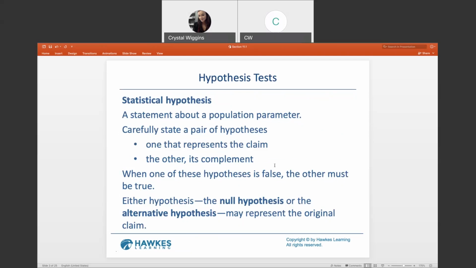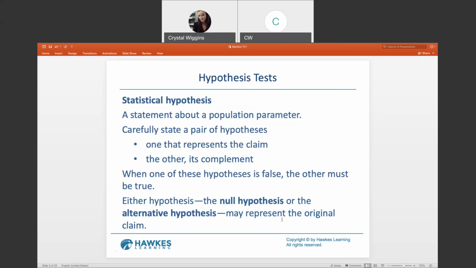Carefully state a pair of hypotheses, one that represents the claim and the other one is the complement. When one of the hypotheses is false, the other must be true. That is why we need to set up a perfect complementary situation so that we know something about the other hypothesis that the test cannot test for. It only tests for the null. Either hypothesis, the null hypothesis or the alternative, may represent the original claim. So the claim is not purview to the null only or the alternative only.